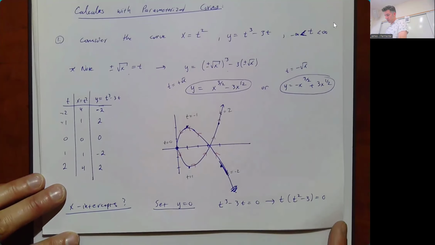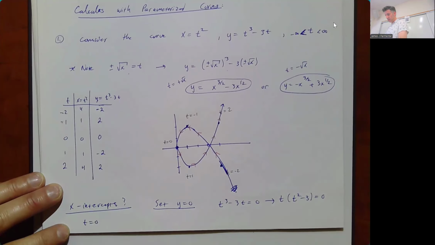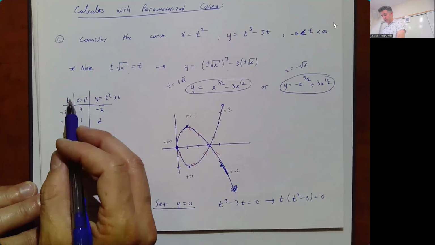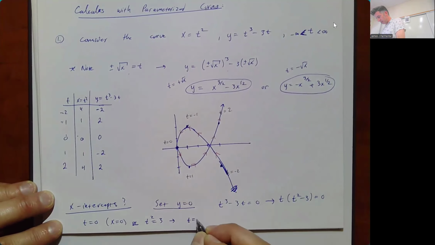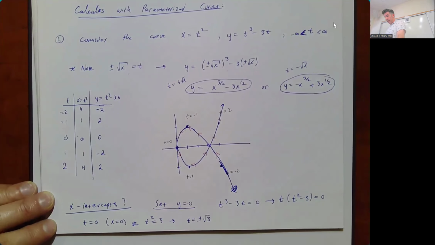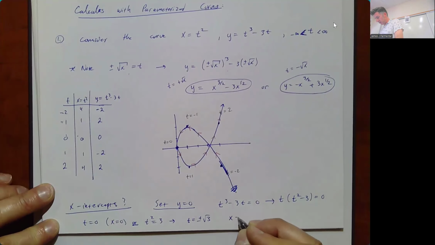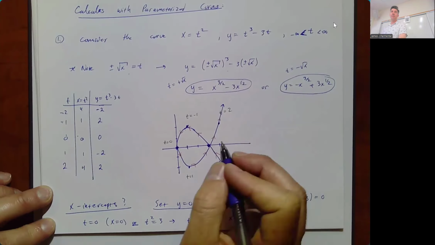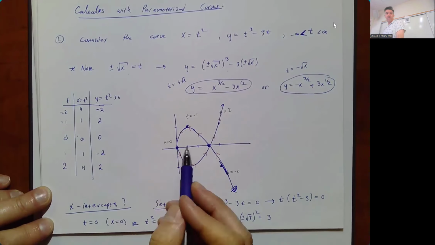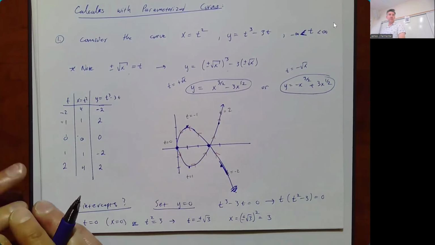So either we're going to get t equal to 0, which means x would be 0, because when t is 0, x is 0. Or we're going to get t squared equal to 3, which would result in t equal to plus or minus root 3. But x is equal to t squared. So if t is plus or minus root 3, then x is going to equal root 3 squared, which is just 3. So our x-intercepts are either x equal to 0 or x equal to positive 3, which graphically seems to make sense.